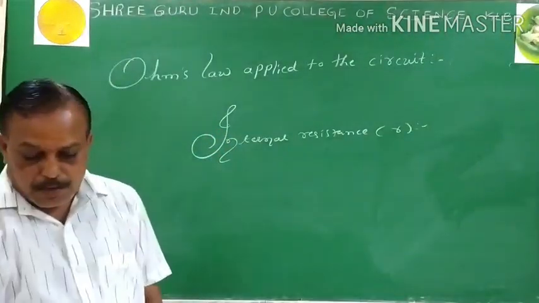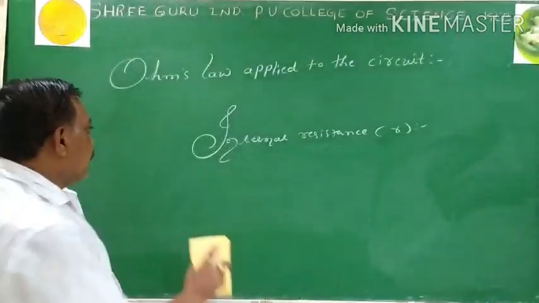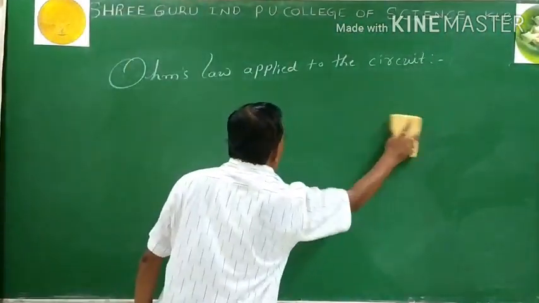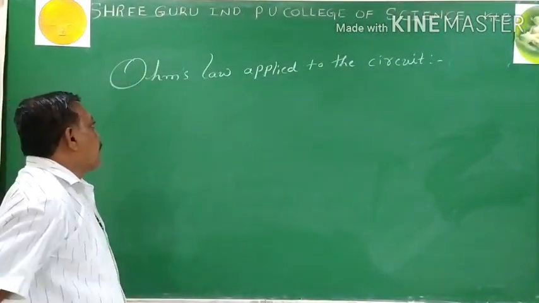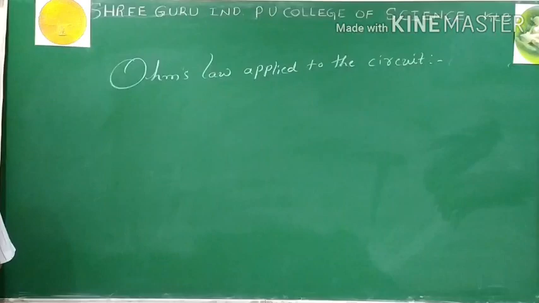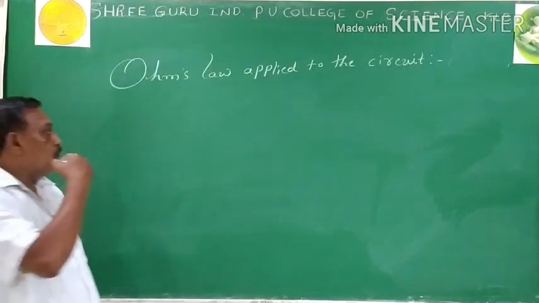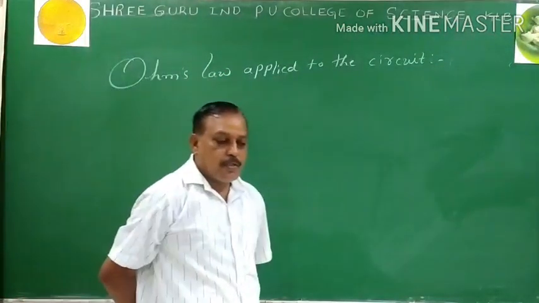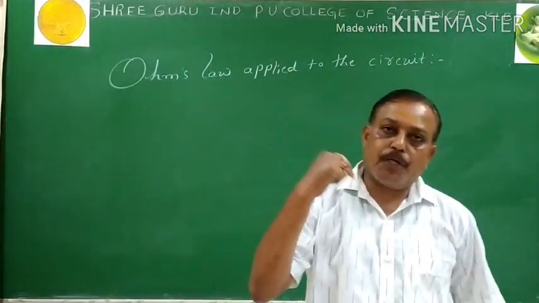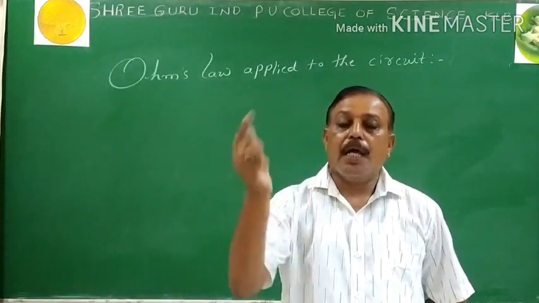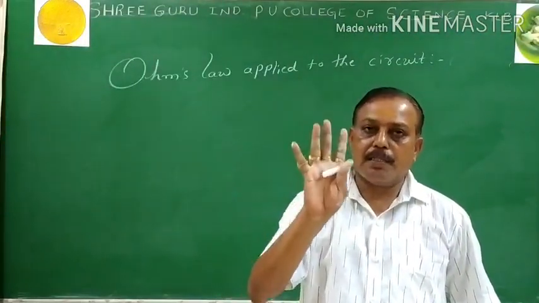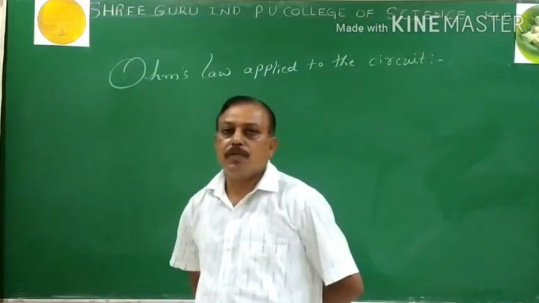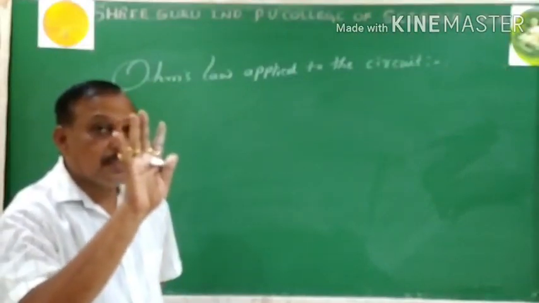Then, by using the terms EMF, potential difference and internal resistance of the cell, I go for the main thing of the topic, that is Ohm's law applied to the circuit. So what is the difference between Ohm's law and Ohm's law applied to the circuit? In Ohm's law, we maintain a potential difference across the ends of the conductor. There is a flow of current. The proportionality constant obtained for every conductor is nothing but the resistance. We have the equation V equals I into R. But we never come across the term internal resistance of the cell.